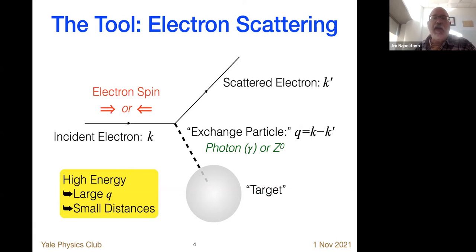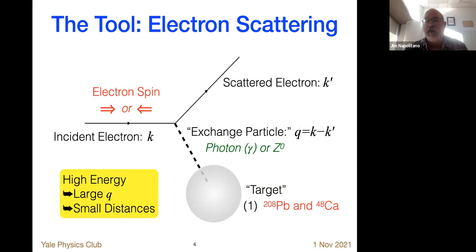The critical thing about these experiments is that we're going to make use of the electron spin. We'll always be quantizing it, for the purposes of this talk, in the direction of the incident electron or opposite the incident electron. So electron spin can be right-handed or left-handed. And this is going to be the critical component that we make use of in parity violation.